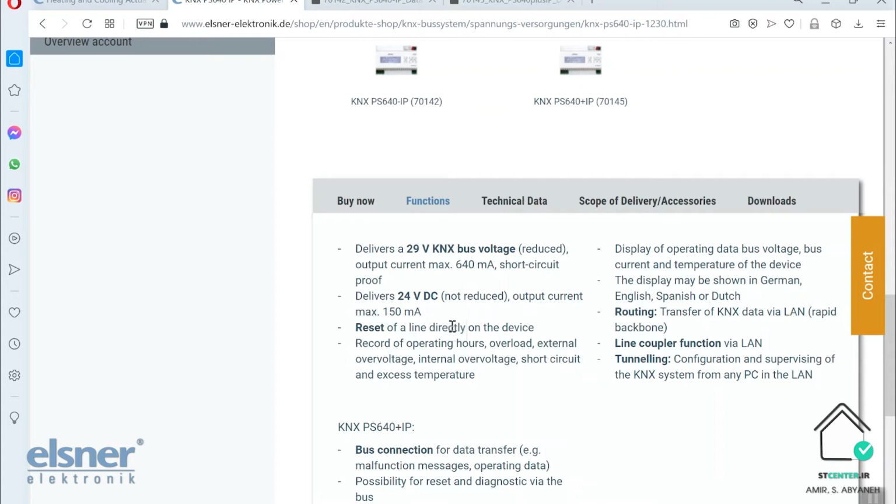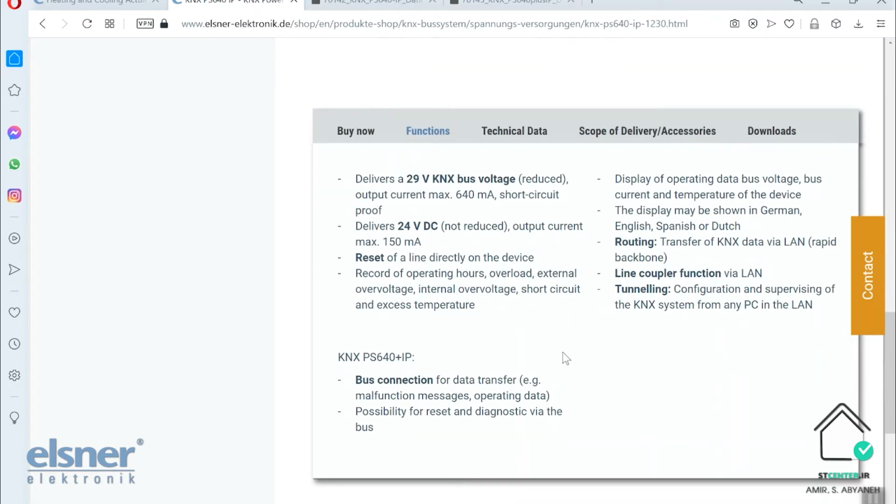It supports different languages. Surprisingly, this is a router also, so it provides us the filter table, and it can play the role of a line coupler or backbone coupler, or a combination of that in a project. And also it provides us tunneling and point-to-point communication as an IP interface.